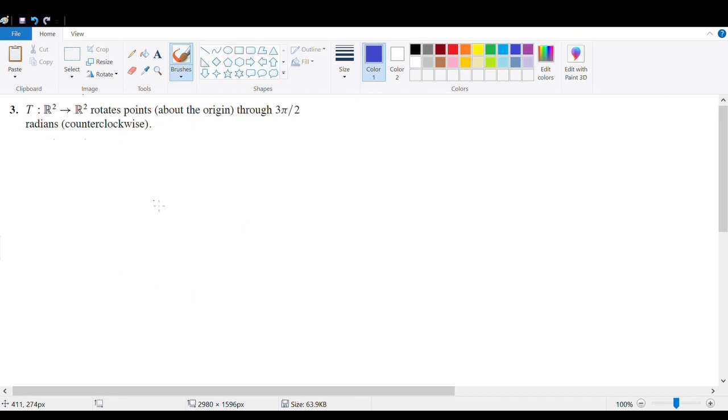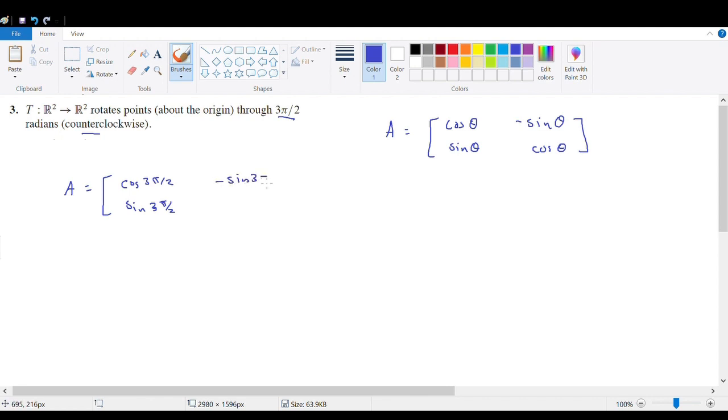In 3, we have the transformation from R2 to R2 that rotates points about the origin through 3 pi over 2 radians counterclockwise. We know that the standard matrix of rotation is given by cosine theta, sine theta, and minus sine theta, cosine theta. Since our theta is 3 pi over 2 and it is counterclockwise, theta is positive. So A is given by cosine 3 pi over 2, sine 3 pi over 2, and minus sine 3 pi over 2, cosine 3 pi over 2.